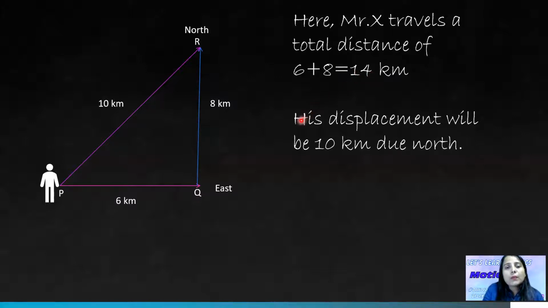But when we talk about displacement, when the question comes, what is his displacement? How are we going to calculate? We have to use Pythagoras theorem. Now here, according to the theorem, we know it's just square root of the squares of perpendicular and the squares of base. Perpendicular is 8 square, that is 64, plus 36, that is 100. Root over of 100 is 10 kilometers.